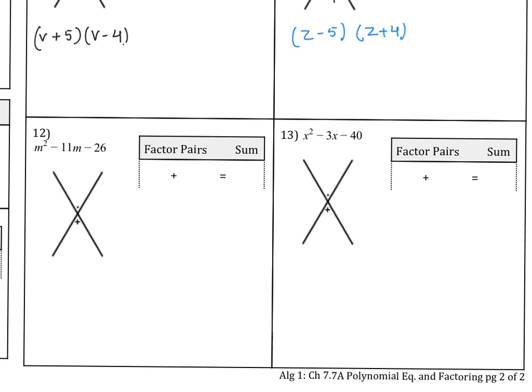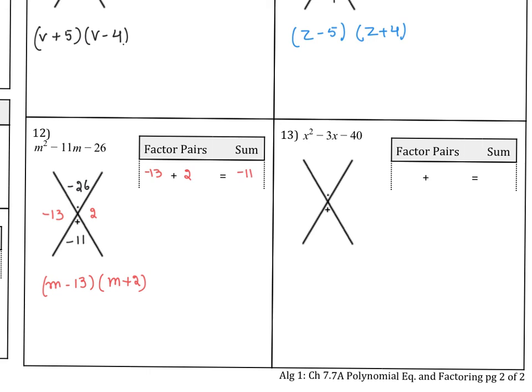Next is number 12, when you have c as negative 26 and b as negative 11. You're looking for two numbers. When you multiply, you're going to get negative 26. Those are negative 13 and plus 2. Negative 13 plus 2 gives you the sum negative 11.